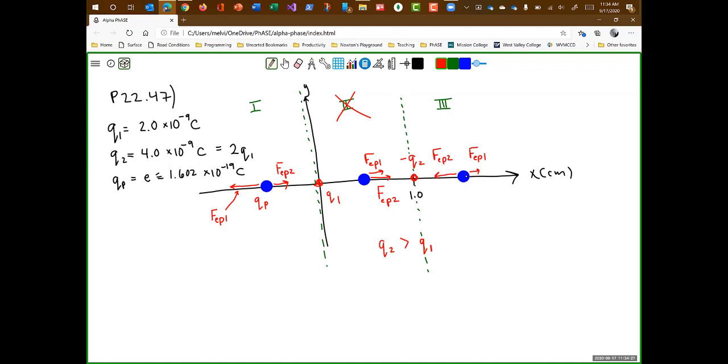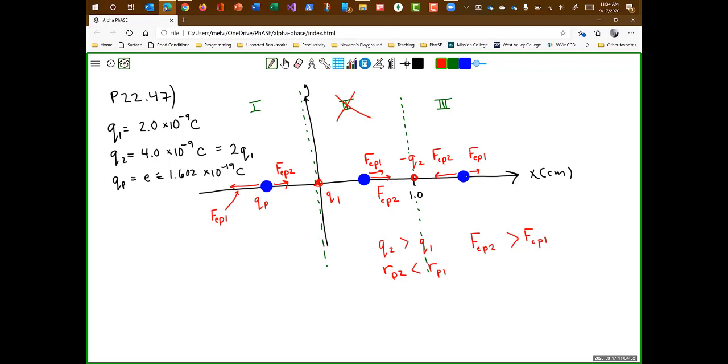I also know that the distance between the proton and charge 2 is less than the distance between the proton and charge 1. What this means is if you were to look at the electric force on the proton from charge 2, it's going to be greater than the electric force on the proton from charge 1.